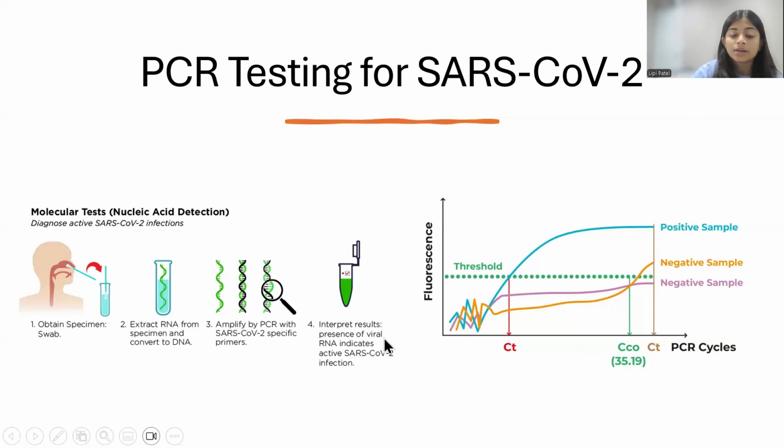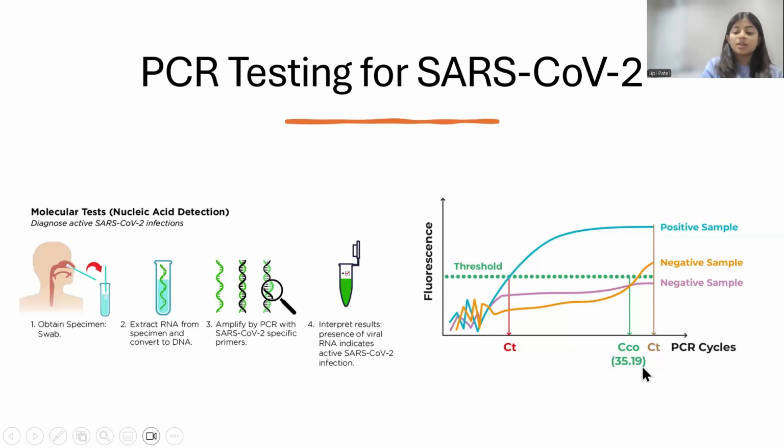After it has been amplified with specific primers, you interpret the results by doing the same analysis that we just studied, which should indicate the presence of viral RNA molecules. So they plot a graph, just like the one over here. On the y-axis, it shows the fluorescence, and on the x-axis, they give us the CT value, which is also known as the CQ value, meaning the cycle number.